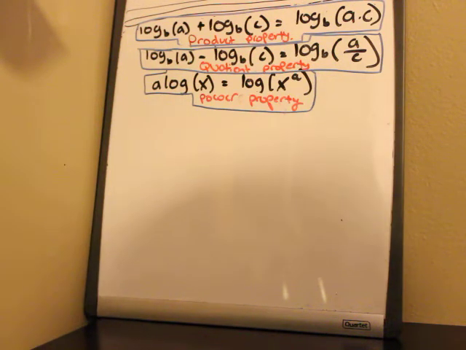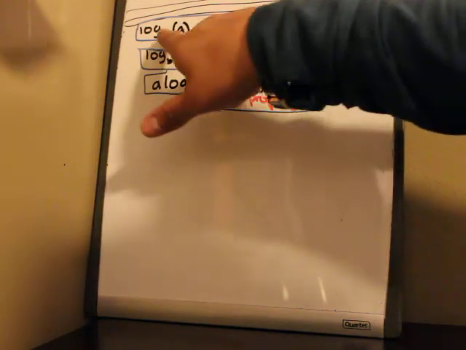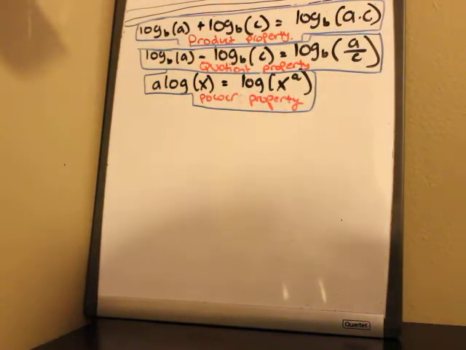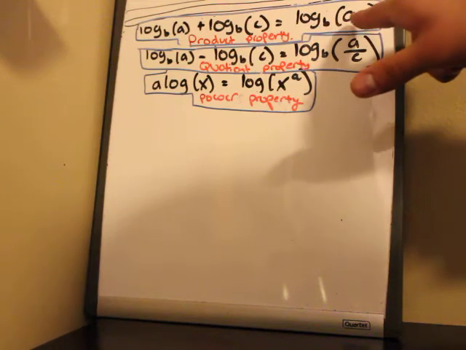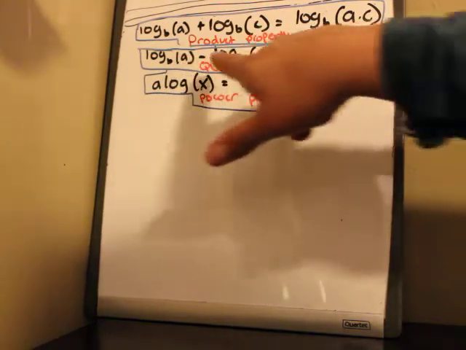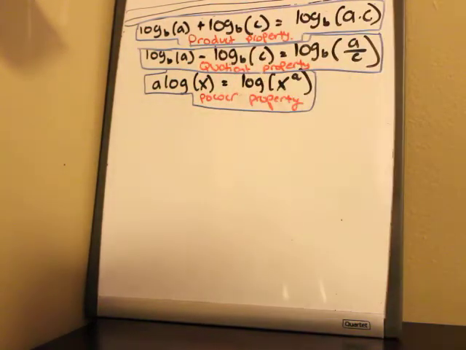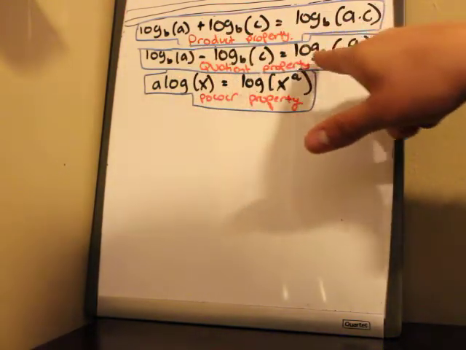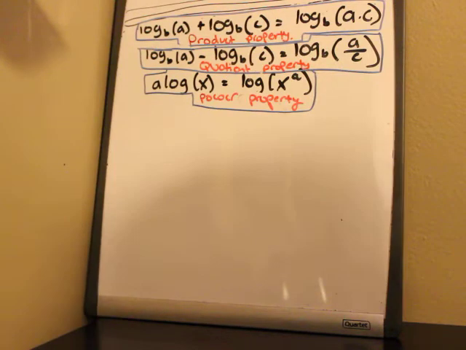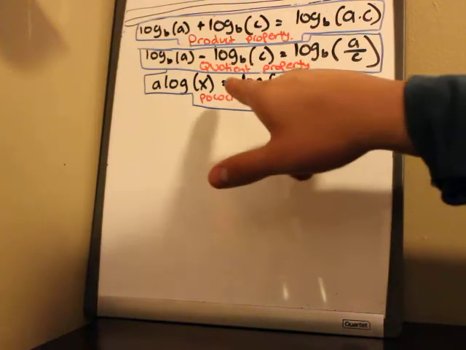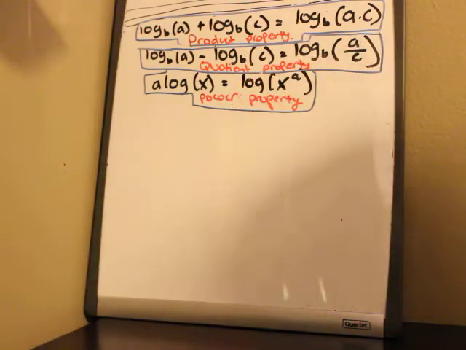In order to do that, I wrote down the three properties, okay? We have the product property right up here, which says the log base b of a plus the log base b of c is the same thing as log base b of a times c. Then we have the quotient property, which says the exact same thing, except instead of an addition sign, we have the subtracting sign. That's log base b of a minus log base b of c equals log base b of a divided by c. Finally, we have the power property, which is a times log of x. That's actually the same thing as log of x raised to the a.